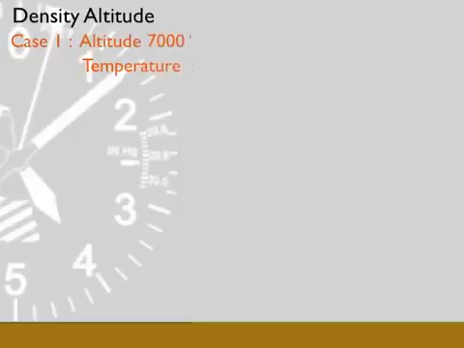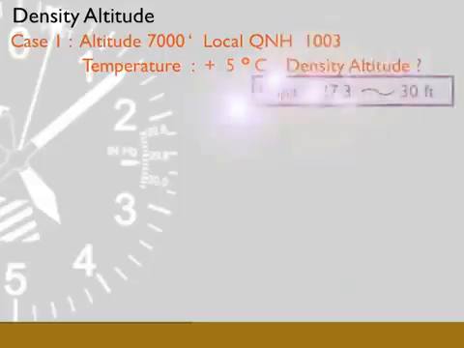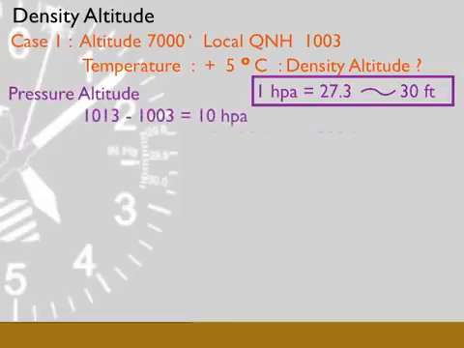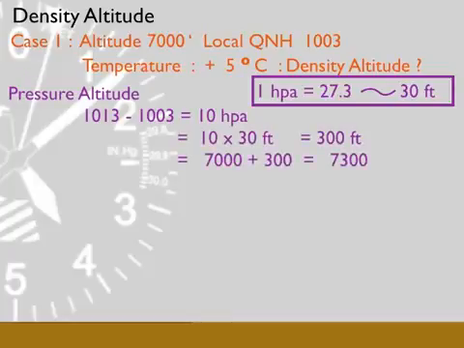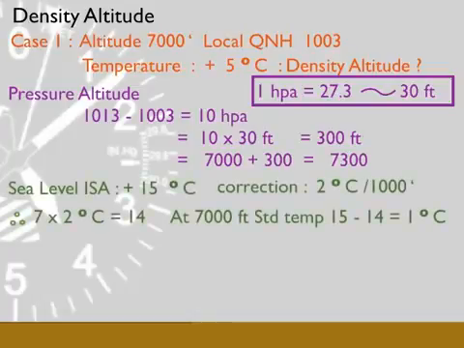Altitude is 7,000 feet. Local QNH is 1003. Temperature is 5 degrees centigrade. What is the density altitude? Firstly, 1 hectopascal equals 27.3 or practically 30 feet. Since the difference is 10 hectopascals, the altitude difference is 300 feet. This has to be added to the height, since the pressure is lower. Say 7300 feet. Next step will be to find the standard temperature at 7,000 feet.